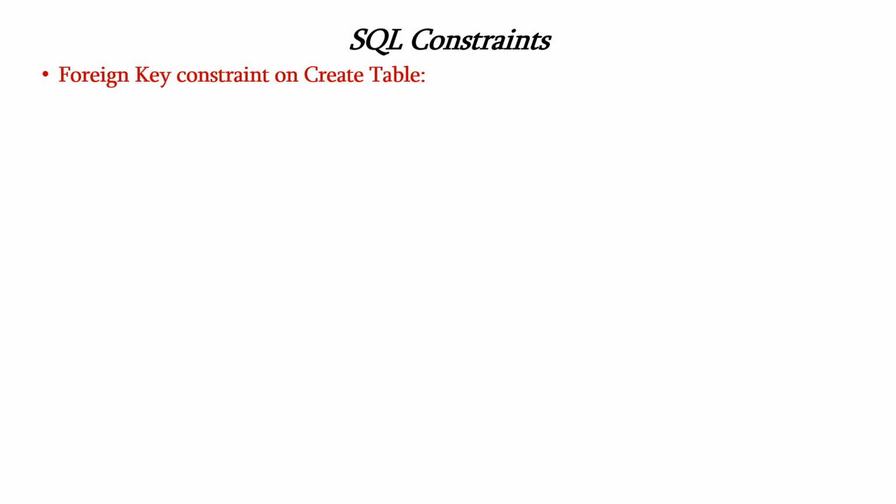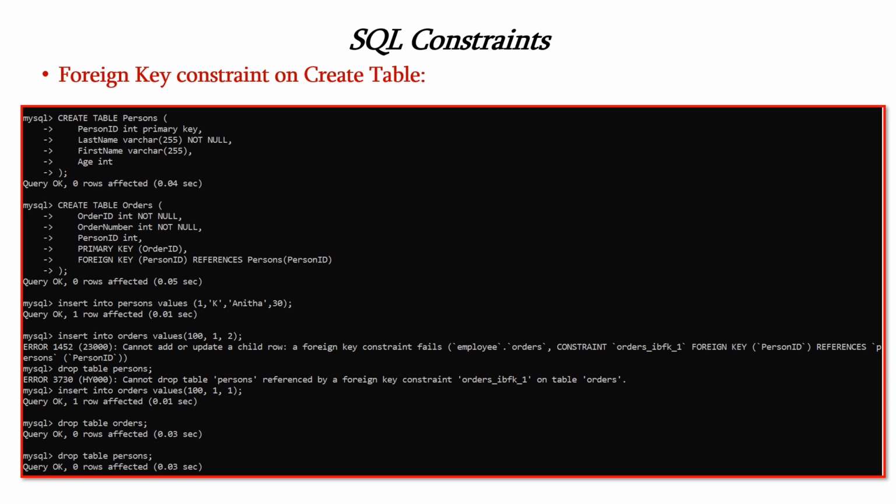Next, foreign key constraint. Let us see it using the CREATE TABLE statement. So here we have two tables. First one is the persons table and another one is the orders table. So in the persons table we have person ID, last name, first name and age. The person ID is the primary key here and last name is not null. And in the second table orders we have order ID, order number and person ID. So person ID is nothing but the same person ID available here. So this person ID and this person ID are the same. That is, this order is placed by this particular person.